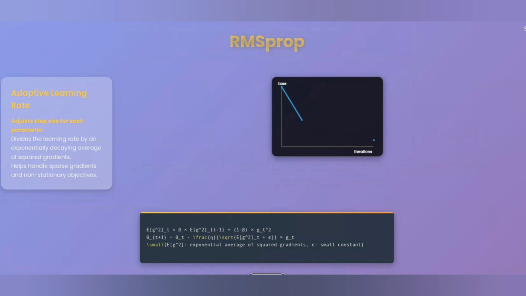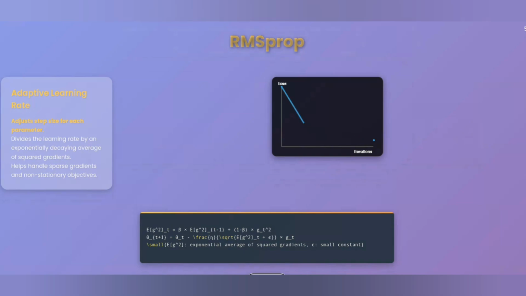Instead of using the same learning rate for all parameters, RMSprop adjusts the step size based on recent gradient history. Here's the brilliant insight. Some parameters might need big updates while others need tiny adjustments. RMSprop handles this automatically by maintaining a running average of squared gradients. Looking at our equation, E of g squared keeps track of how big our gradients have been recently. If gradients are consistently large, we reduce the learning rate. If they're small, we can be more aggressive.